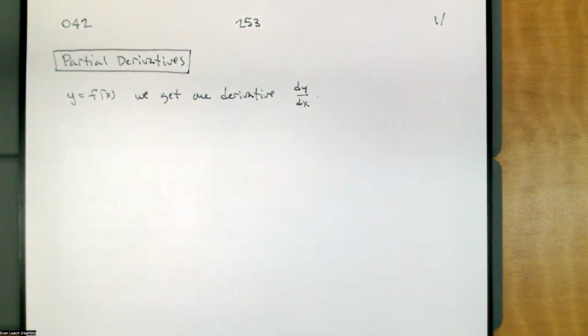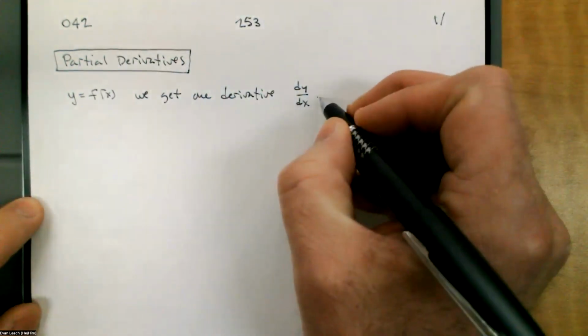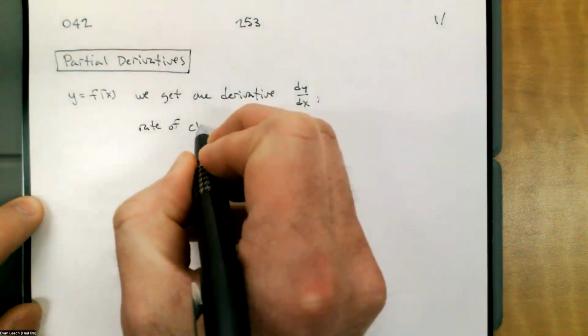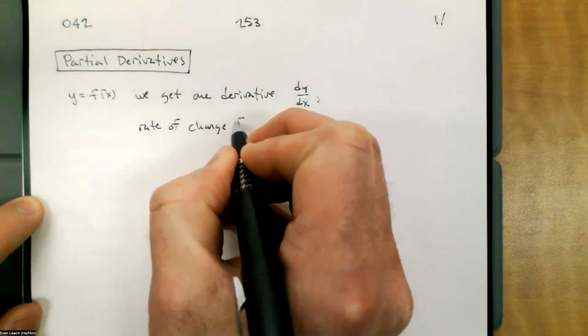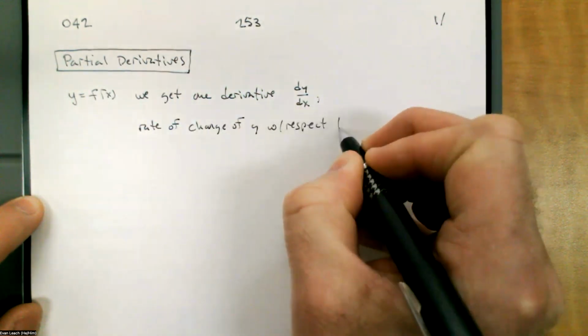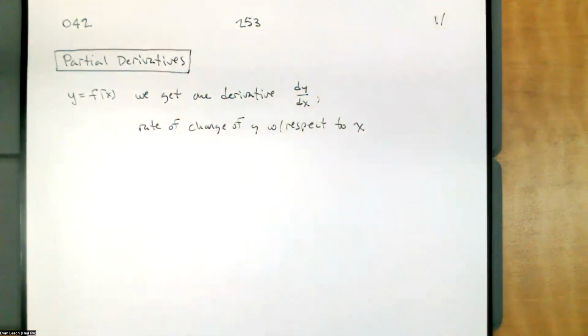So think back to when we first learned about derivatives. We had y equals f of x, and we got one derivative. We're going to write it in Leibniz notation with dy over dx to remind ourselves that this is the rate of change of y with respect to x.